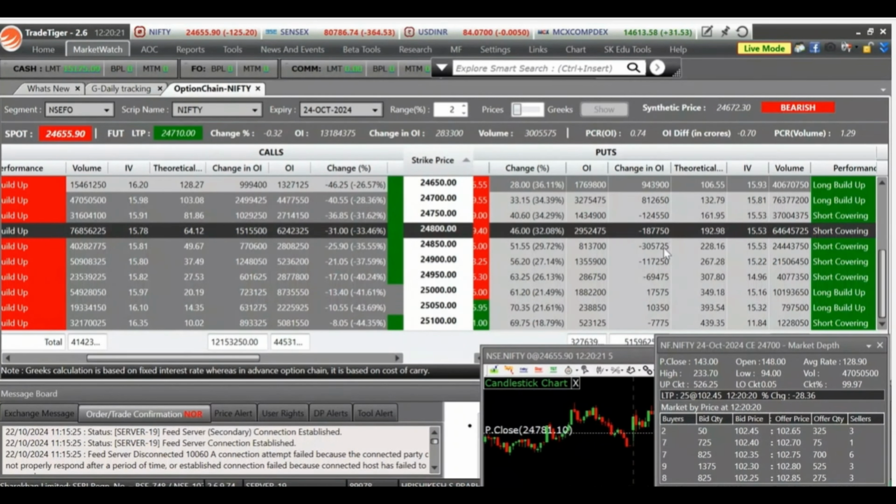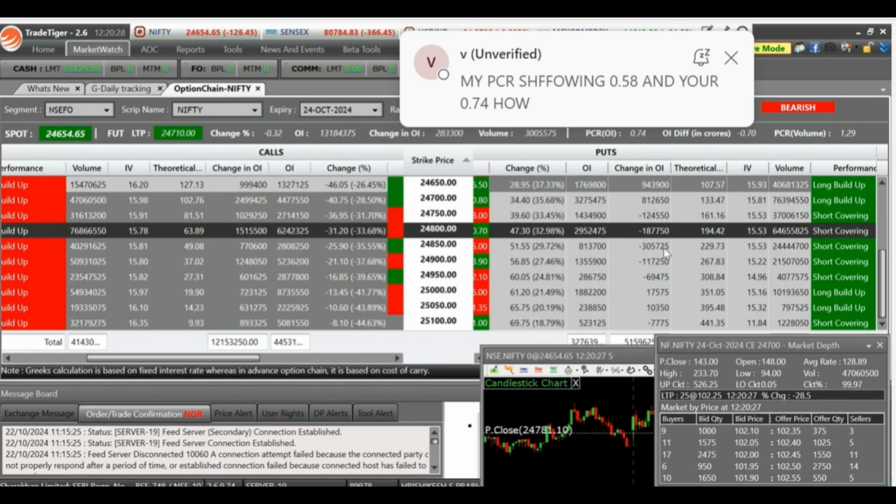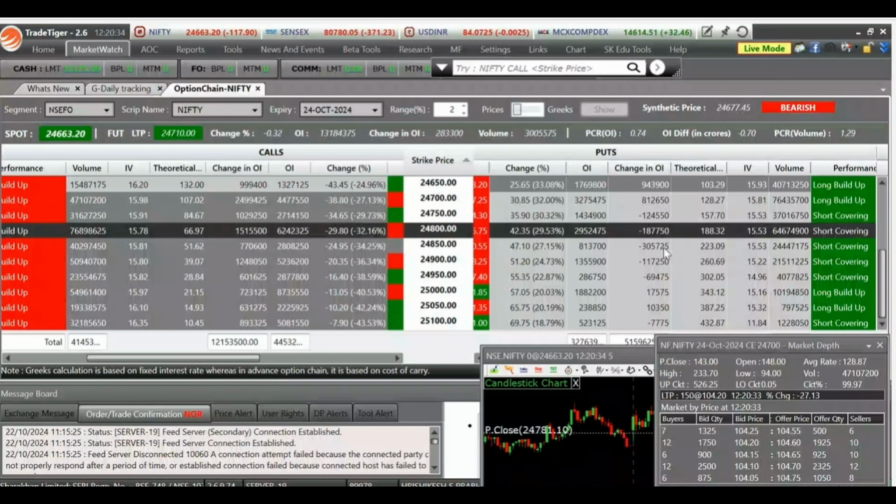Okay, so we started by looking at the open interest analysis, followed by that we had PCR, and then we also discussed how we convert our view in the underlying into an options trade.